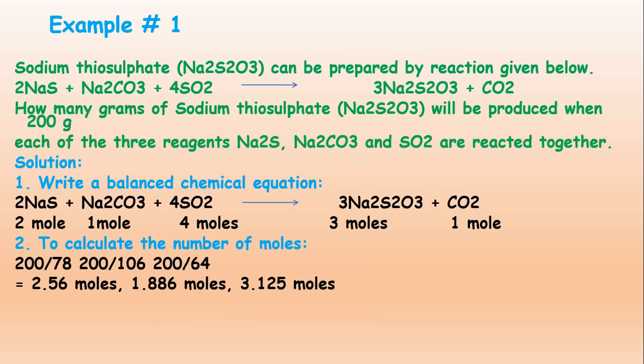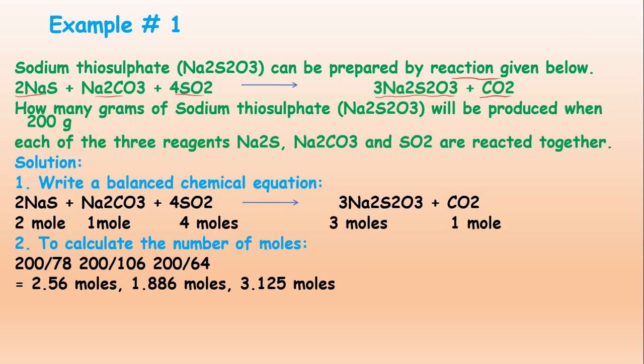Now we are going directly to calculate the limiting reactant. The example is this one, example number 1, which is in your textbook. Sodium thiosulfate can be prepared by the reaction given below: sodium sulfide, sodium carbonate and sulfur dioxide react, and sodium thiosulfate will be produced, and CO2 gas also. So this is the reaction.